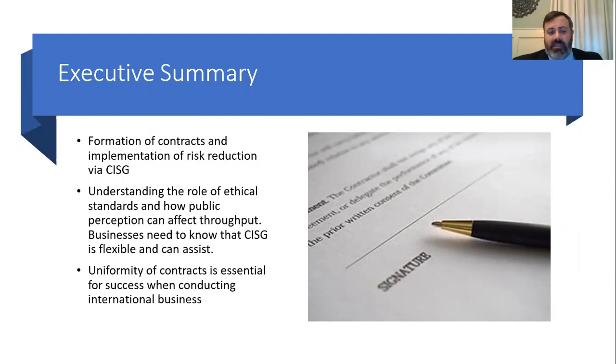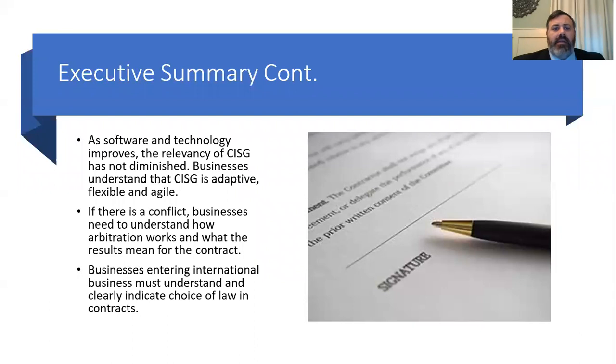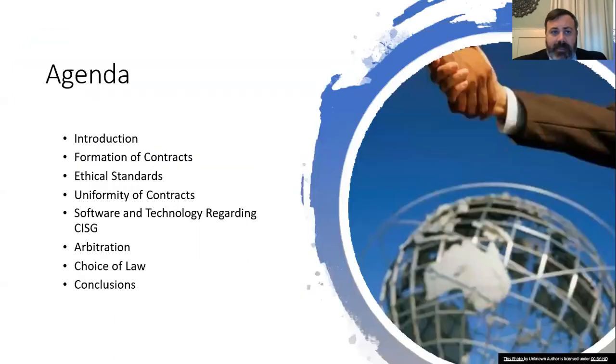Uniformity of contracts is essential for success when connecting business internationally, of course. Another key aspect is going to be talking about how technology and software, as it goes along, how CISG has not just become rigid. It is flexible. This presentation also is going to cover dispute resolution through arbitration, as well as choice of law in contracts.